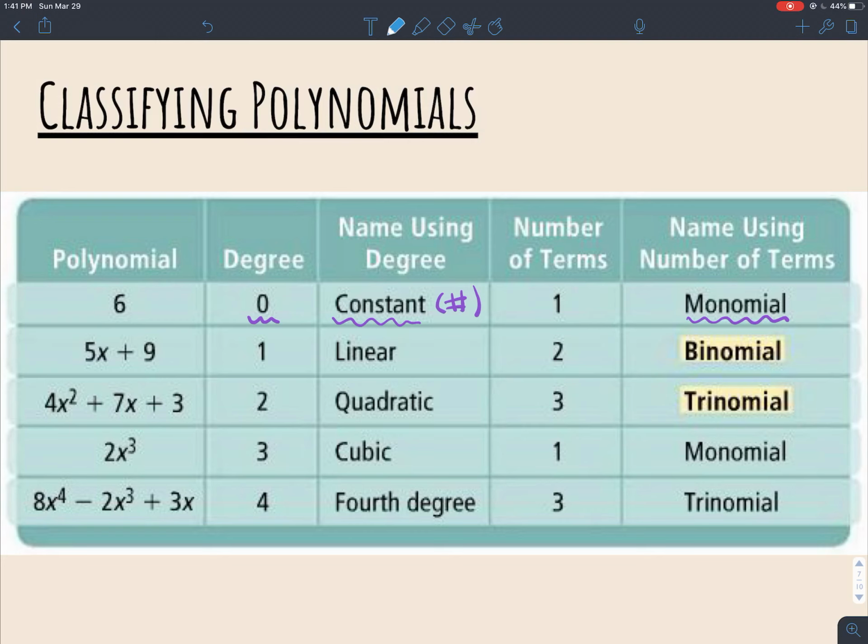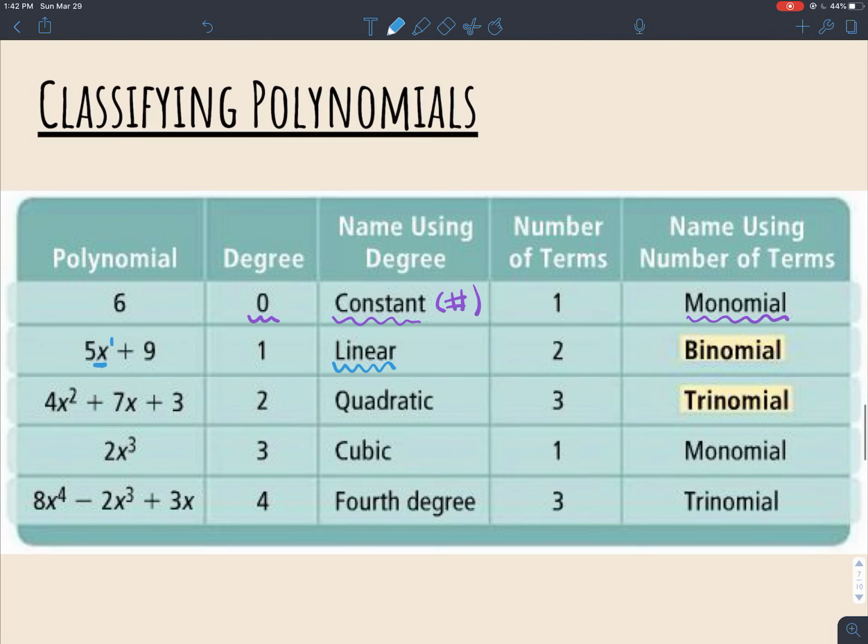Looking at the second one, we have a variable now. The degree is 1 because the x is being raised to the first power. Think of this as linear. That looks like the linear equations we were graphing in chapters 5 and 6. So that's a linear equation, that's how we would name it using the degree. This one has 2 terms, so it's called a binomial.